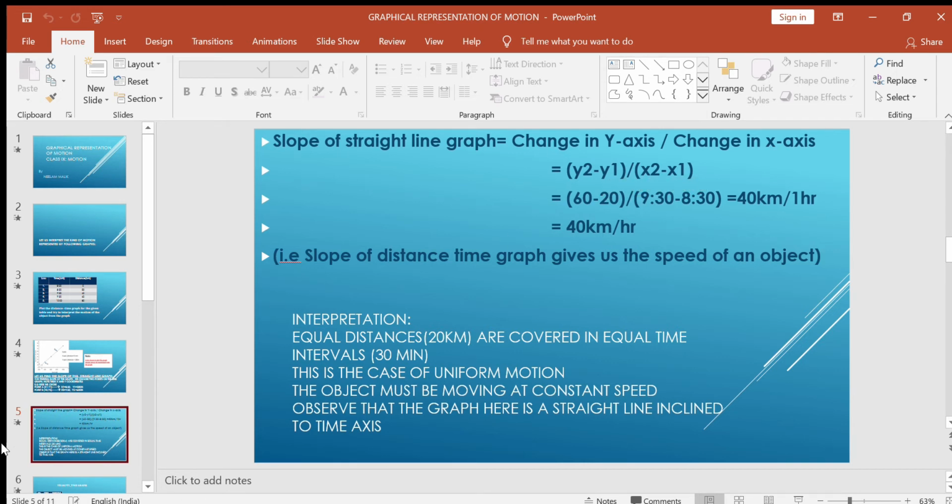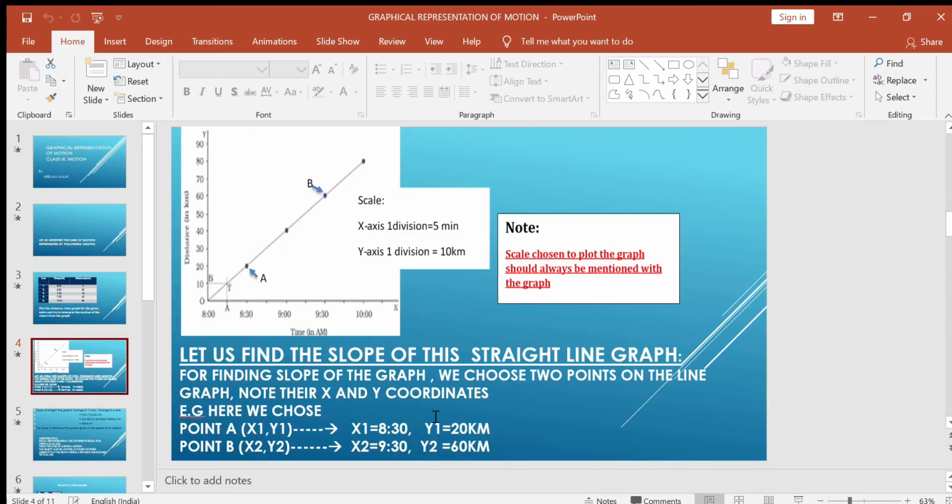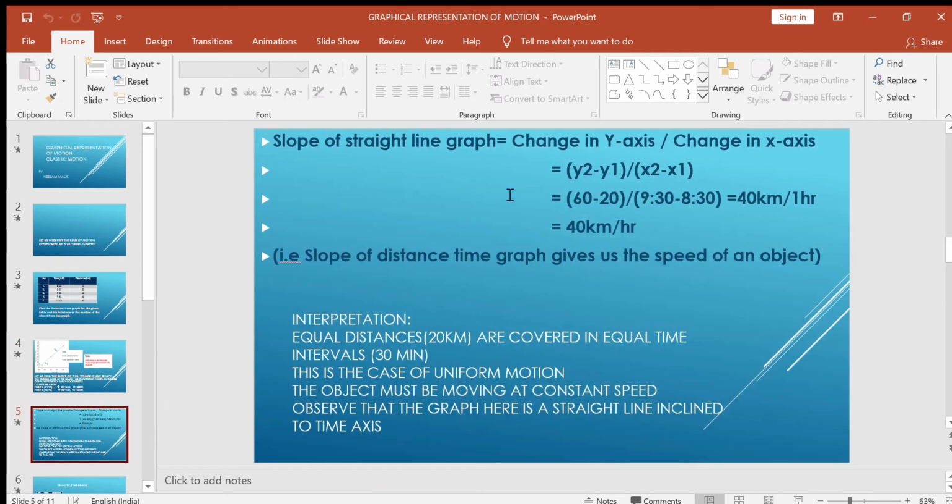Okay. And y2 was 60, y1 was 20. So 60 minus 20 upon 9:30 minus 8:30. It's 40 kilometer per hour. That is, slope of distance time graph gives us the speed of an object, because on y-axis we have distance, on x-axis we have time. Distance upon time, the units we are getting are of speed only. So we interpret that slope of distance time graph gives us the speed of an object.